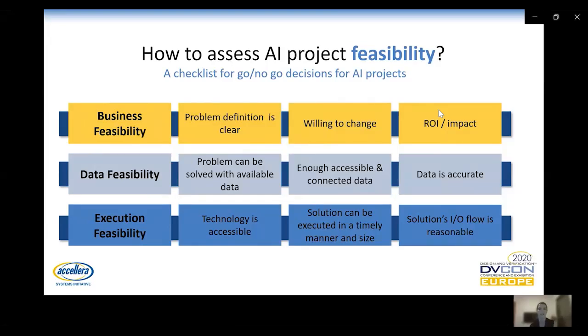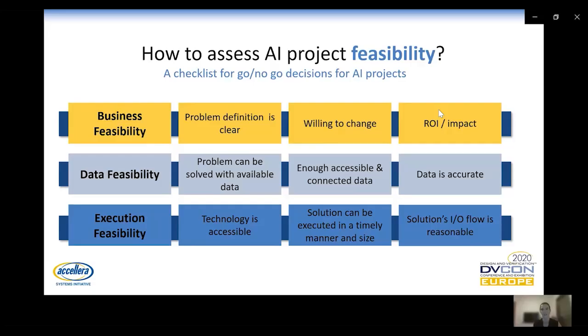We need to make sure that the problem is clear, what exactly we are trying to solve or what we are trying to optimize. The second thing is that, as I said, AI is all about being able to operate in an autonomous way at scale. Meaning that we are going to change business processes. We are going to change the way people are working. And when we're talking about changes, obviously it's not something that is easy. And there needs to be a willingness to change. We need to have an endorsement of our management for the change. And that is a very important thing.